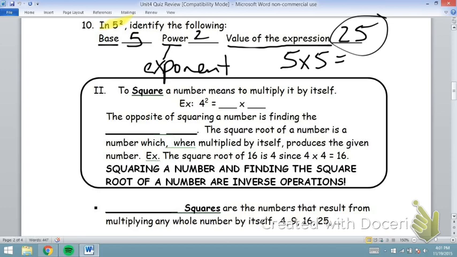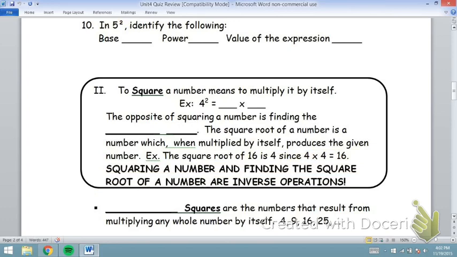Alright, so to square a number means to multiply it by itself. So for instance, 4 squared is the same as saying 4 times 4. You guys have already seen examples of that. Now the opposite of squaring a number is finding the square root. And the square root of a number is a number which, when multiplied by itself, produces the given number. Okay. For instance, the square root of 16 is 4, since 4 times 4 gives you a product of 16. So squaring a number and finding the square root of a number are inverse operations.